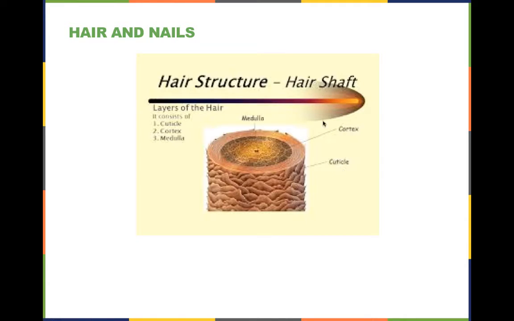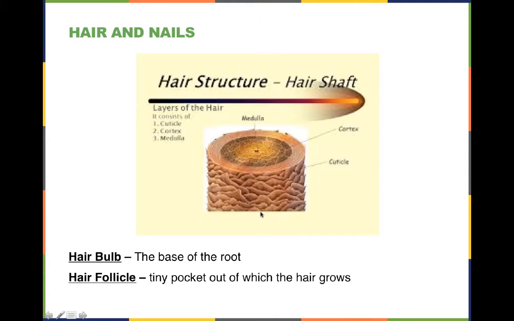Now let's move on to hair. What we see here is a hair shaft. Hair shaft consists of three layers. The outer layer is called the cuticle. The inner layer, the middle, is called the cortex, and between those two is the medulla. The base of the hair is the root, and the base of the root is called the hair bulb.